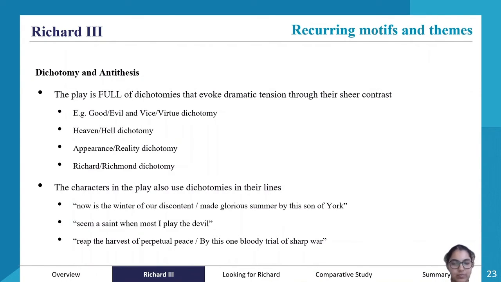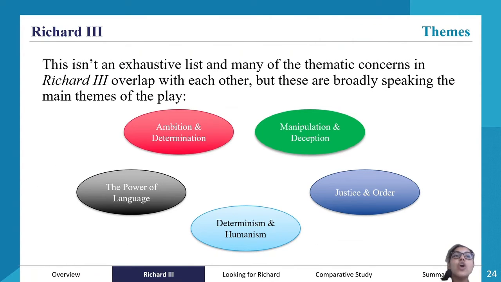And also harvest versus the trial of war. And so these are some themes that you can look at for Richard III that overlap. They're pretty broad, but you can try and structure them in a way so that you can actually consider ideas so that your ideas are not repetitive. So these include ambition and determination, manipulation and deception, justice and order, determinism and humanism, and then the power of language. The power of language is a big one.